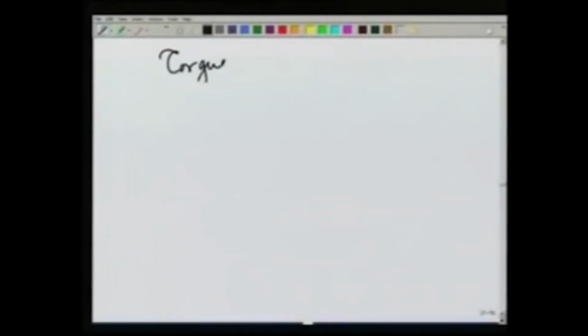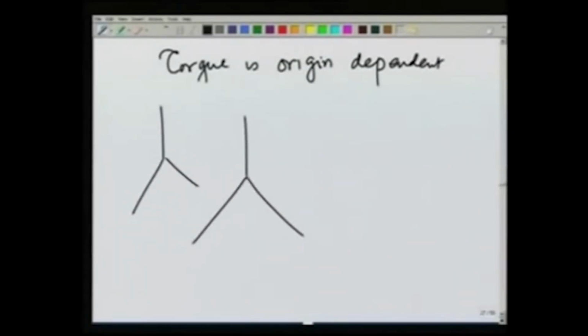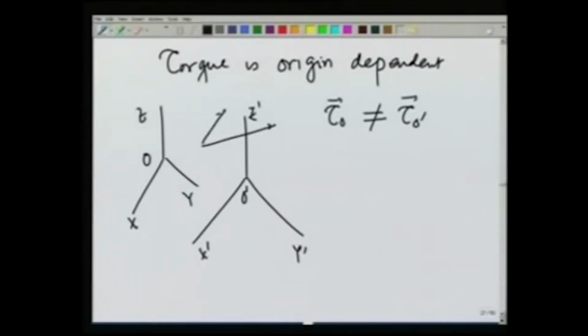In general, since the torque is origin dependent, if I take two particular frames O and O prime, x, y, z and x prime, y prime, z prime, tau O is not going to be equal to tau O prime for a given set of forces F1, F2, F3, F4, F5 and so on, which may not even cross them.